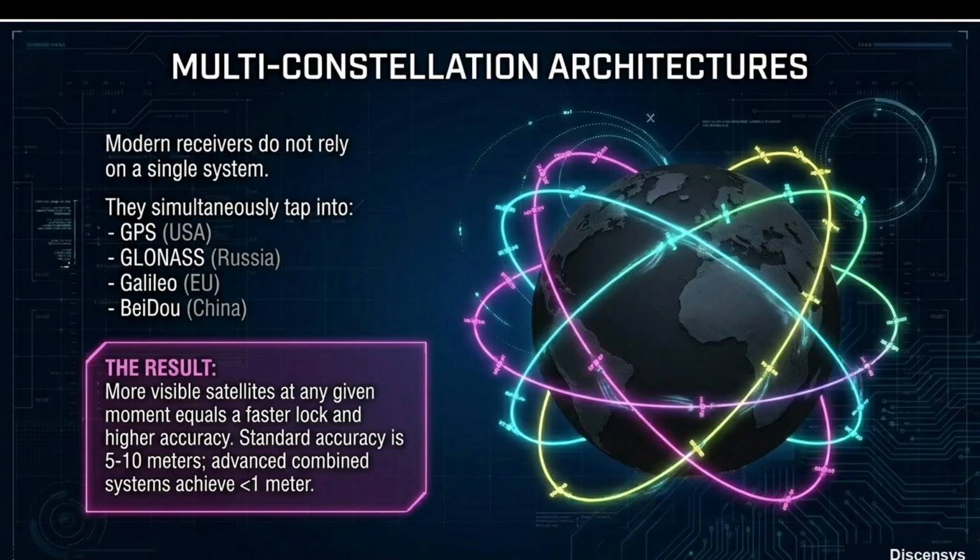More visible satellites at any given moment equals a faster lock and higher accuracy. Okay, standard accuracy is 5 to 10 meters. Advanced combined systems achieve less than 1 meter. That's considerably very high precision.